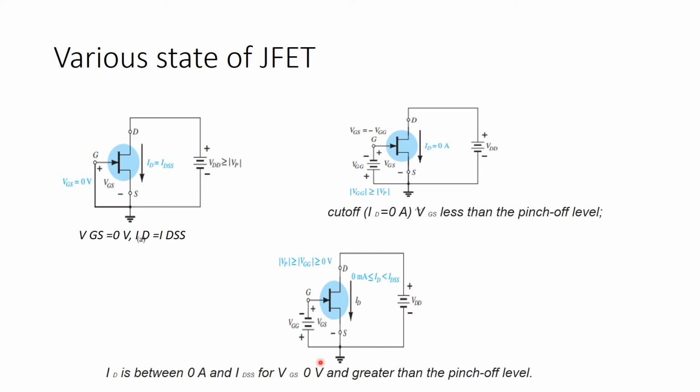Third configuration is the saturation region, where we say that the voltage between the drain and source terminal is much larger than the pinch off level and the gate is made negative, due to which the current becomes 0, and it reaches maximum when VGS is equal to 0 volts.